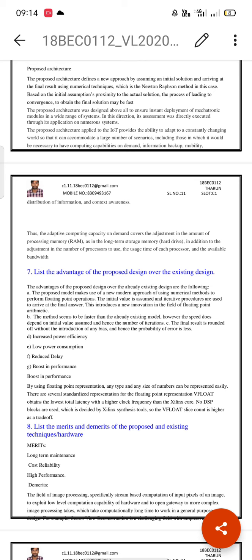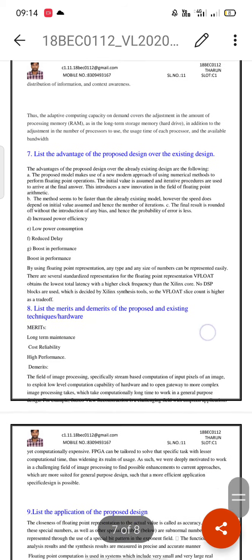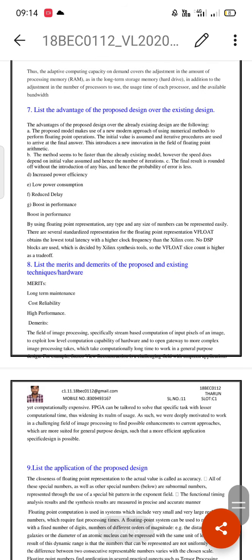And these are the advantages I have written. These are the advantages of the proposed design over an existing design. And the advantages are increased power efficiency, low power consumption, reduced delay, and a boost in the performance. And these are the list of the merits and demerits proposed in the architecture techniques hardware. And the merits are the cost, renewability, high performance, and this is the demerits.